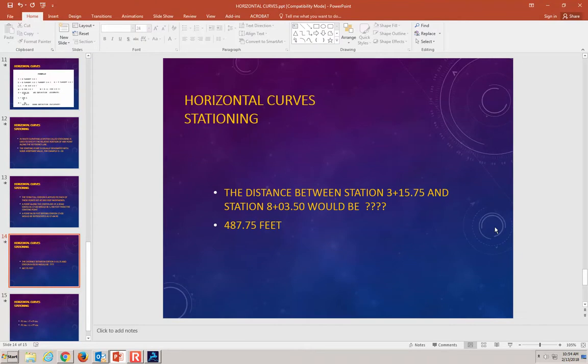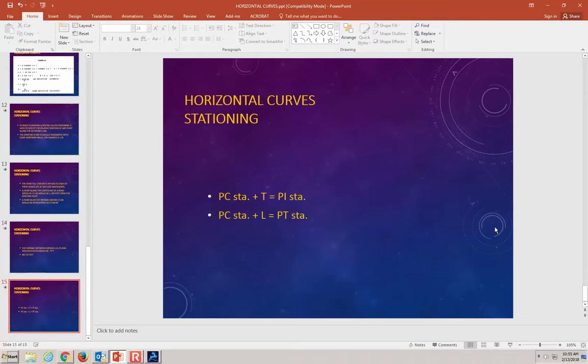So I'm giving you the answer here too. What's the distance between these two stations? 3 plus 15.75 and station 8 plus 03.50. If you subtracted those two stations, it's going to give you 487.75. That's if I did my math right. You did. Okay, good. Thanks.